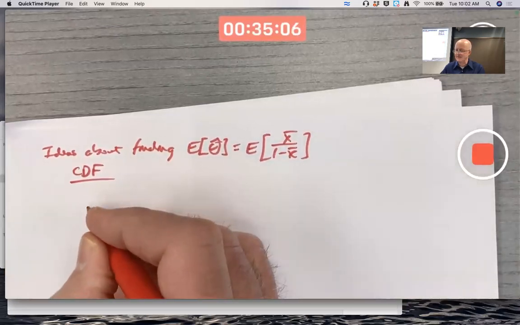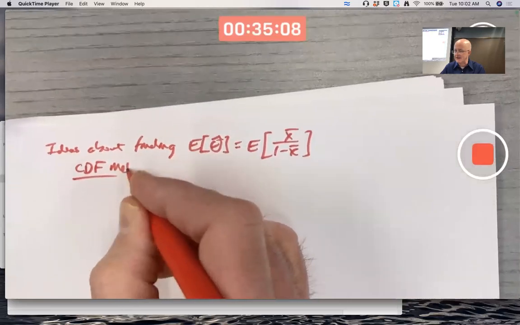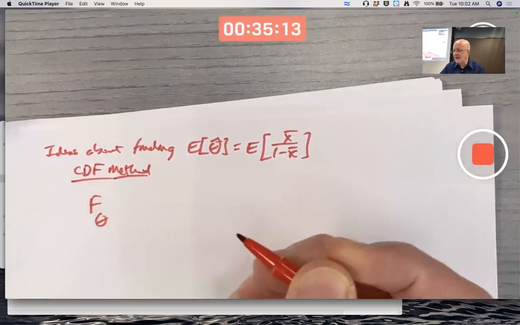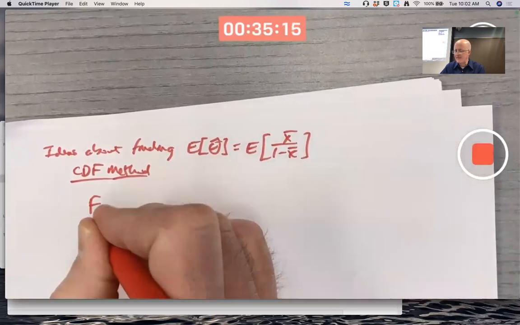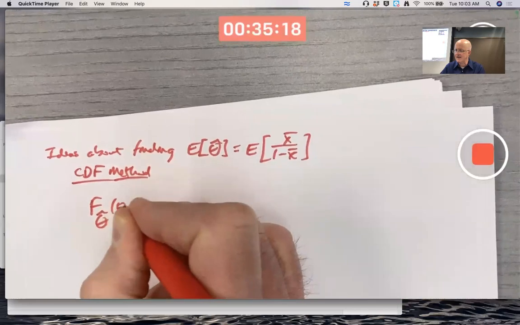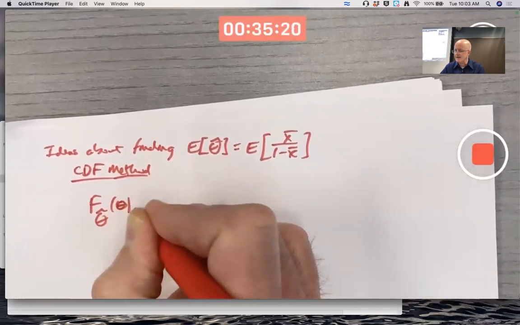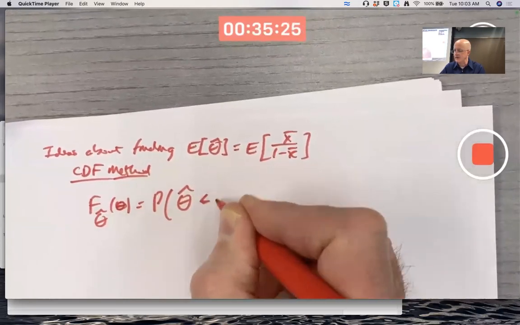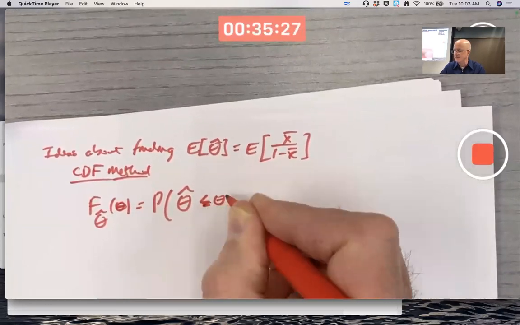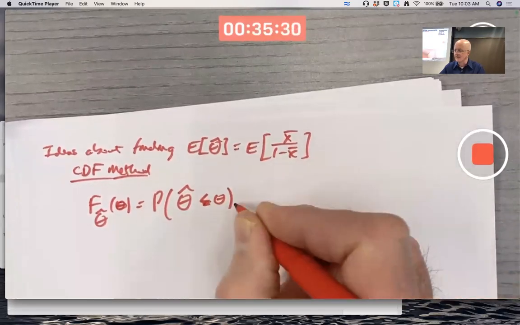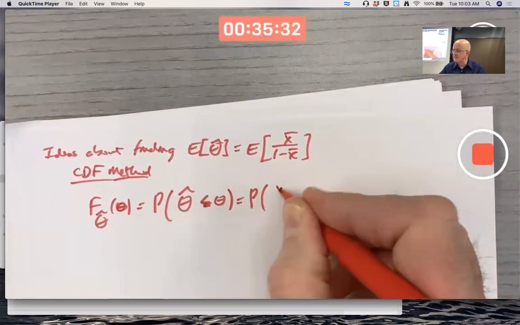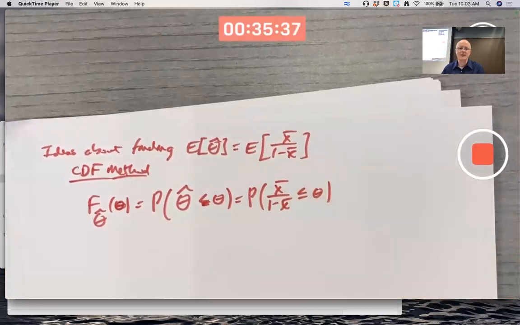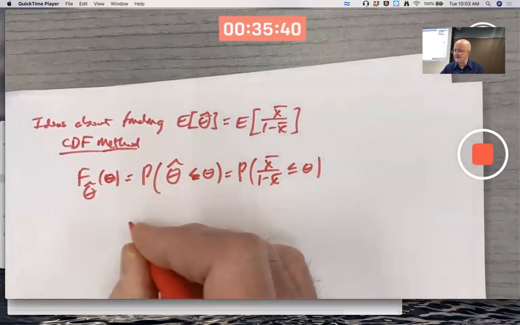What's the CDF? Use the CDF method, in fact. You could call it capital F sub theta hat of little theta, the probability that capital theta hat is less than or equal to little theta. You've got to relate it to the distribution of X bar. That's the point here. Solve that inequality for X bar. That sounds like a helpful thing to do.